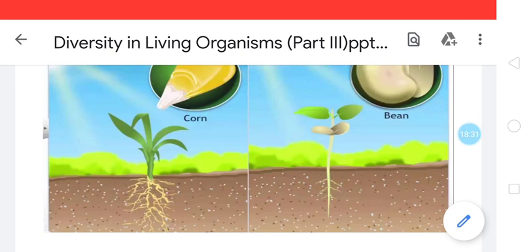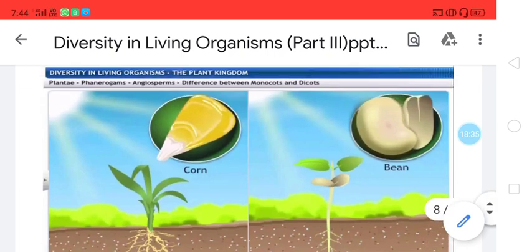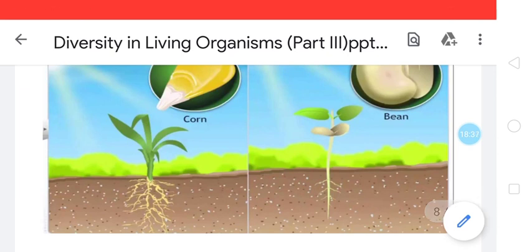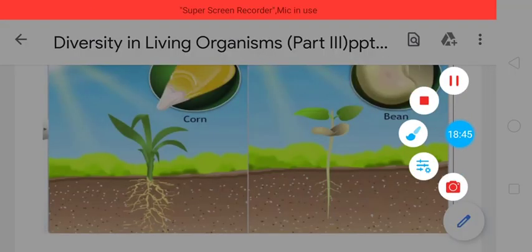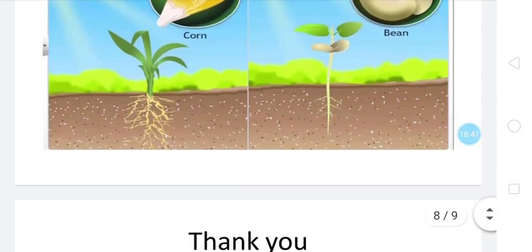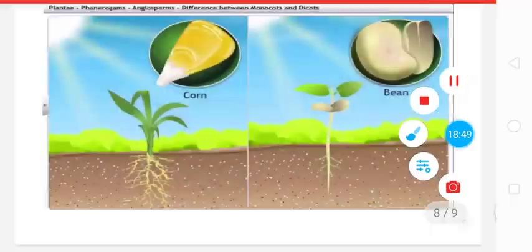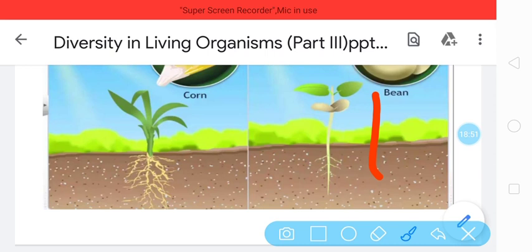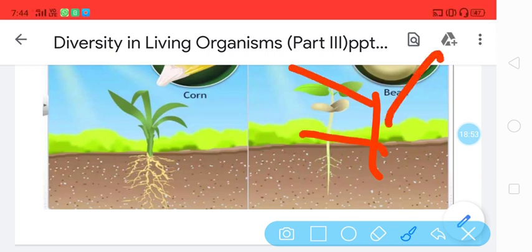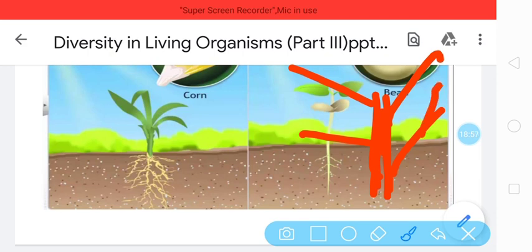Okay, the coconut tree has branches. Have you seen here? These dicots have branches, whereas monocots do not have branches. Monocots don't have nodes and internodes, but dicotyledons have branches. So such a type of branching pattern is observed in dicotyledonous plants.